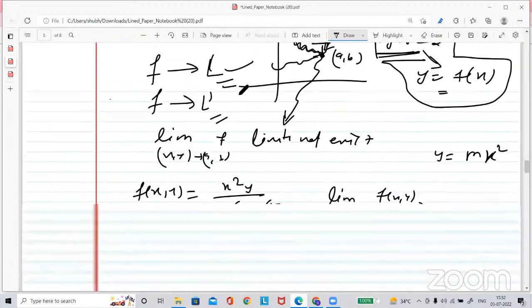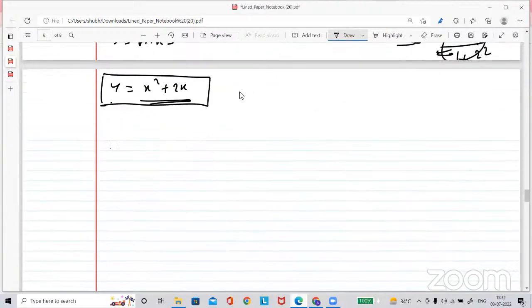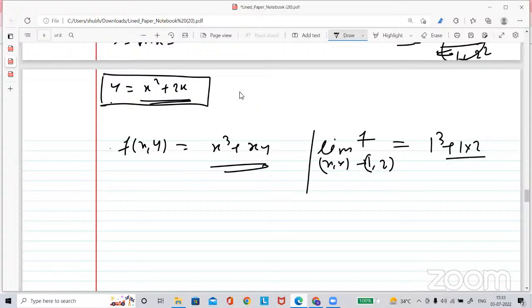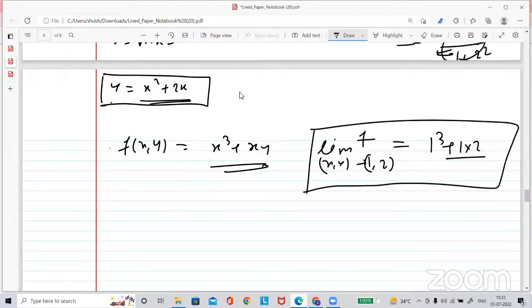Another tool is just to substitute the value. Suppose your function is f(x,y) = x cube plus xy. This is a simple function. The limit as (x,y) goes to (1,1) is just found by substituting the value. Sir, for some cases substitution does not work, right? For piecewise functions, where the function is not defined at (0,0) or some values. So substitution is one tool.